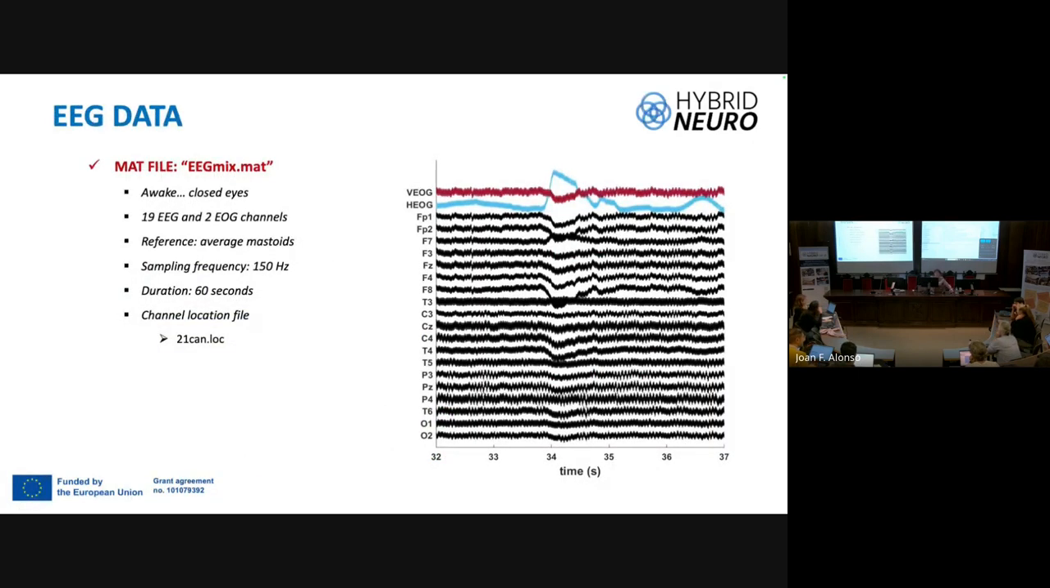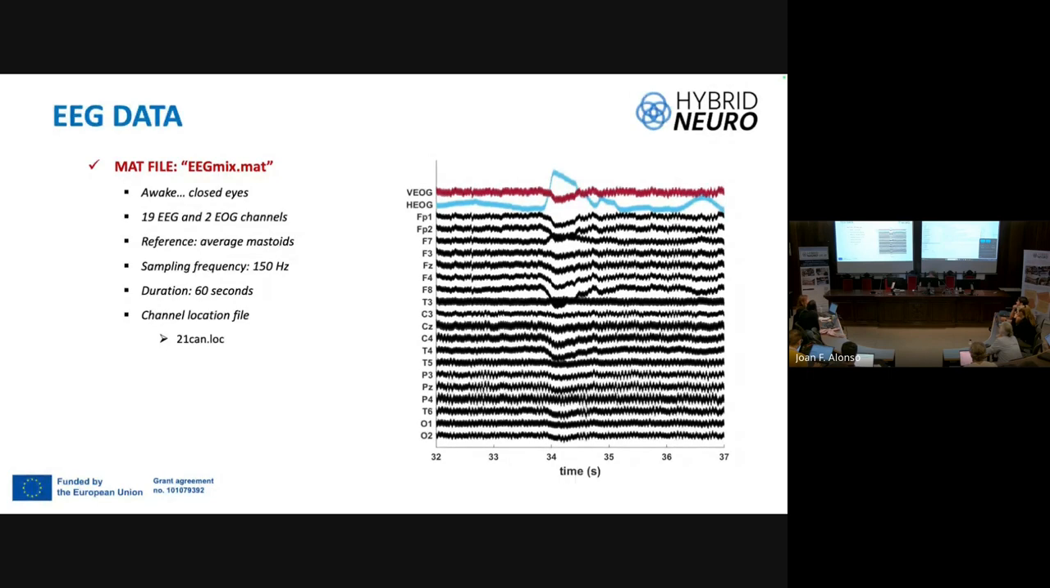Okay, let's move to the second example. In this mini session, in the drive, we have a mat file corresponding to an awake subject with closed eyes. We have 60 seconds of EEG data referenced to average mastoids, acquired using the 10-20 international system. We have also acquired two channels of EOG, electrooculographic signals, corresponding to the vertical and horizontal ocular activities. The sampling frequency is 250 Hz, and we have also the coordinates of the EEG electrodes in a channel location file, also in the Google Drive. You can see in the picture on your right an example of 5 second epochs of this data.